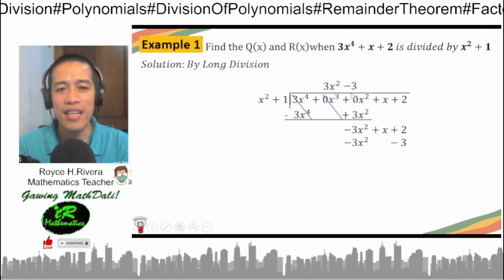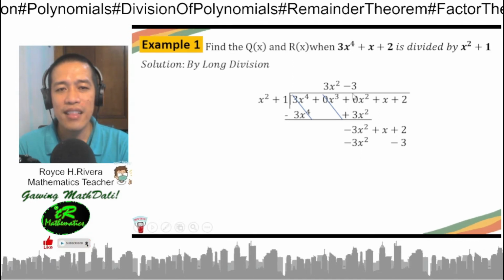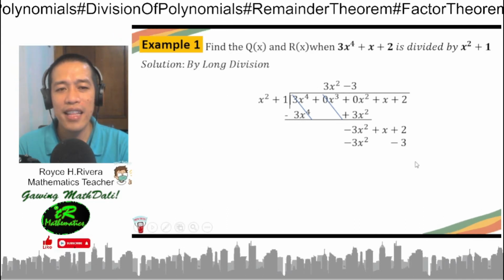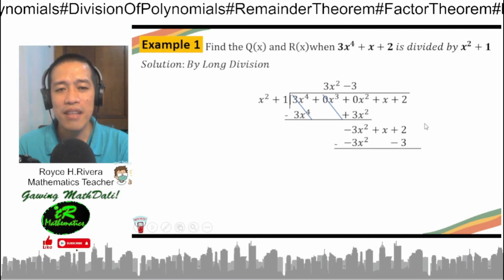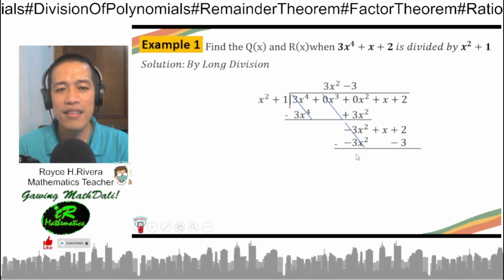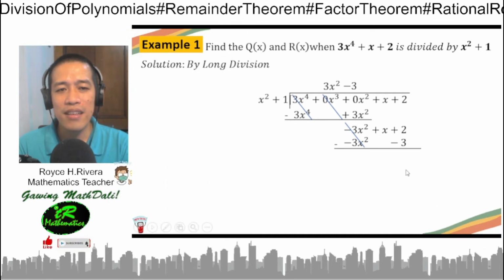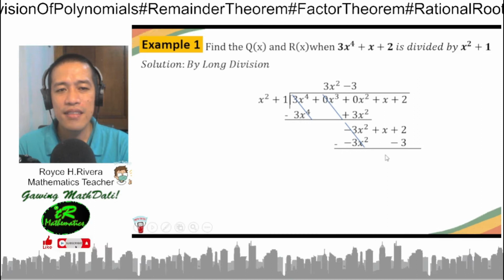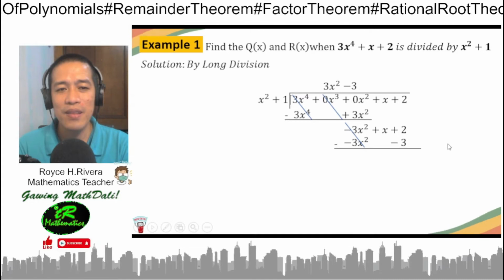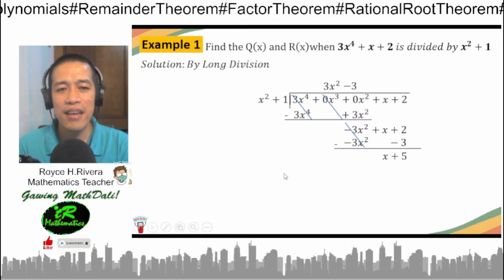And negative 3 times x squared is negative 3x squared. Negative 3 times 1 is negative 3. Again, we align like terms. Then we subtract. So the negative 3x squared will cancel out each other. Then we bring down x and get the difference of 2 minus negative 3. That is equal to 5. So we will have x plus 5.